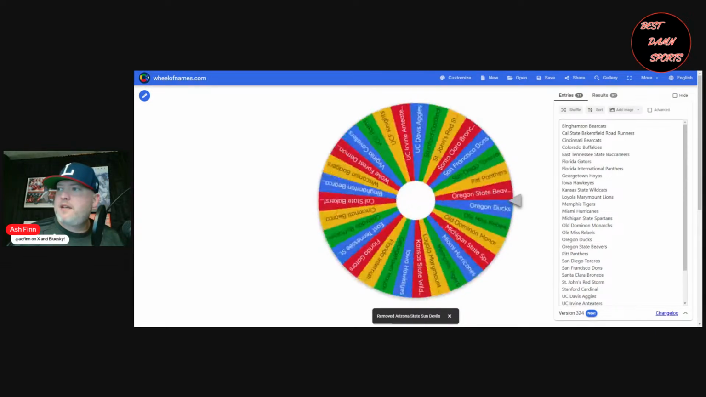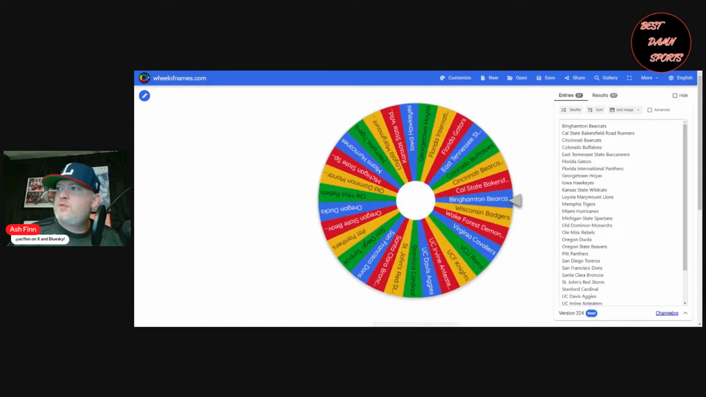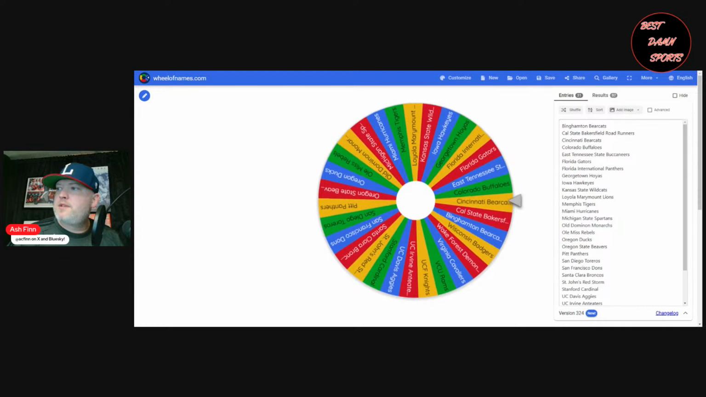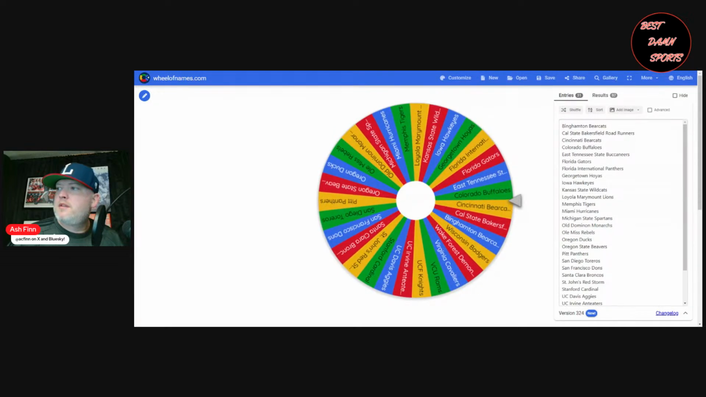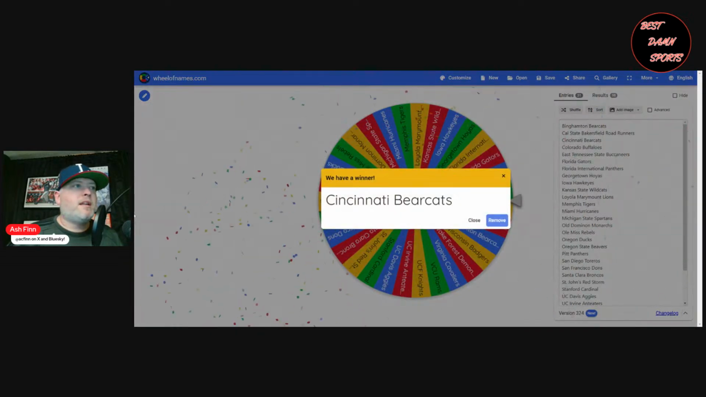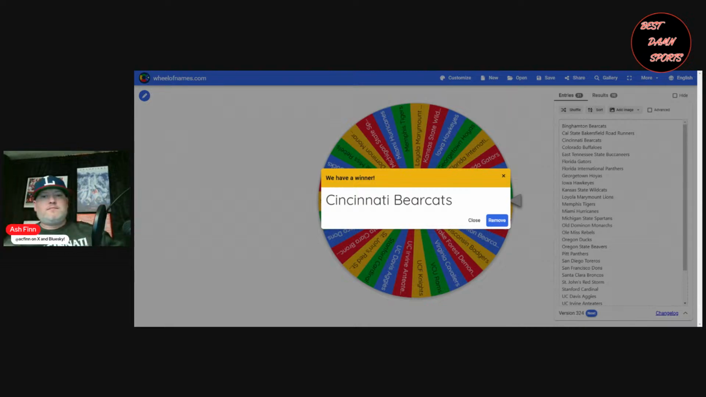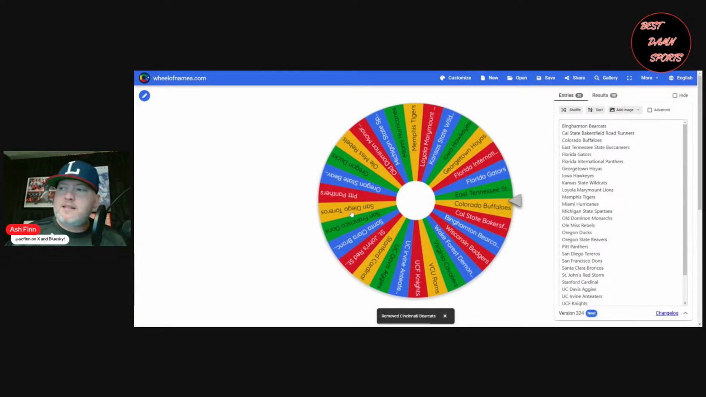Oh, let's spin that thing. 31 more names. The Cincinnati Bearcats out of the Big 12 will be drafting in the number 3 spot. The Bearcats. I'm representing the Bearcats today. Too bad I'm actually not owning the Bearcats in the league.